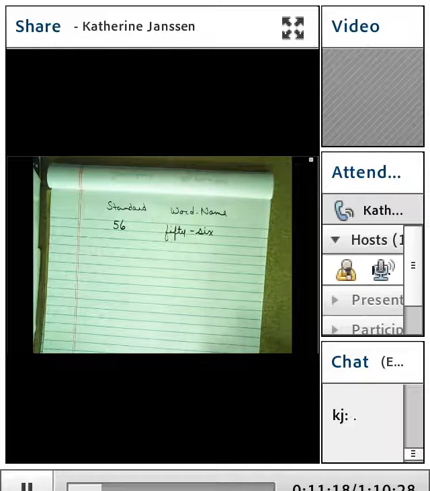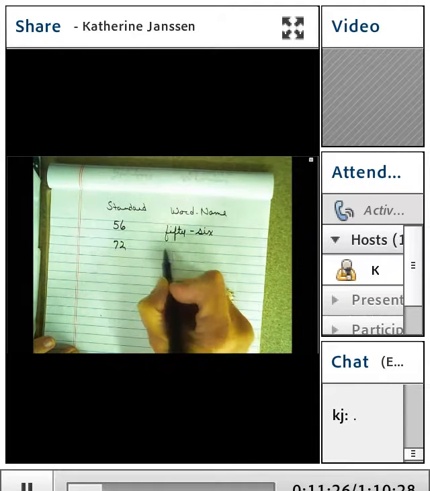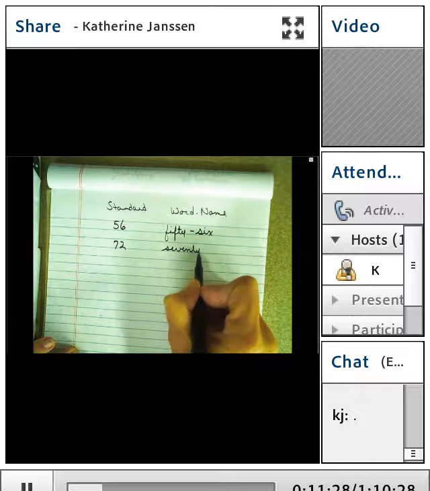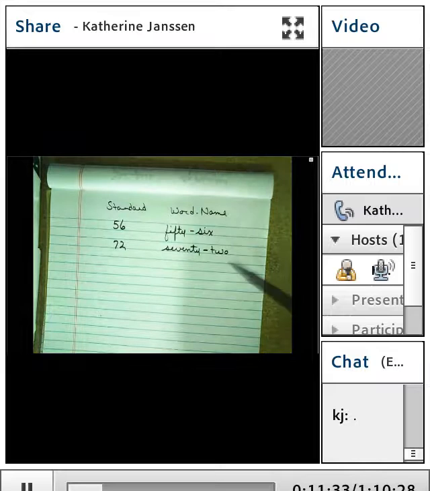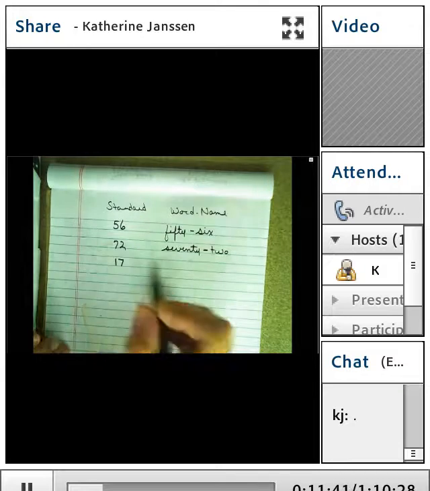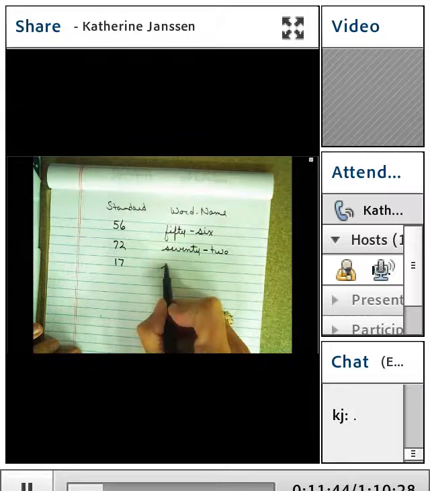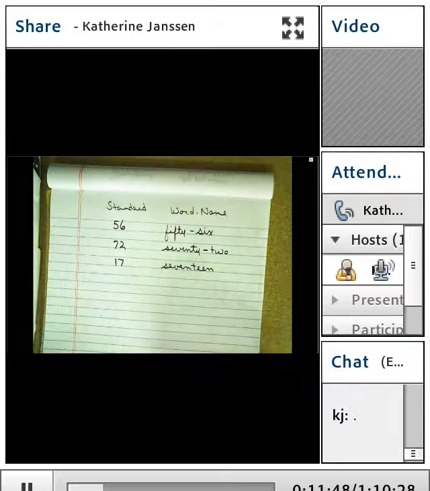Word names for some two-digit numbers like 36, 51, and 72 use hyphens. Write the word name for 72 as seventy hyphen two. Now that's correct to use the hyphen. You must use the hyphen in homework and testing. But for something like 17, we have a word for 17. The word is seventeen.